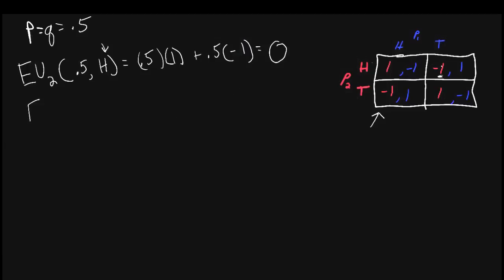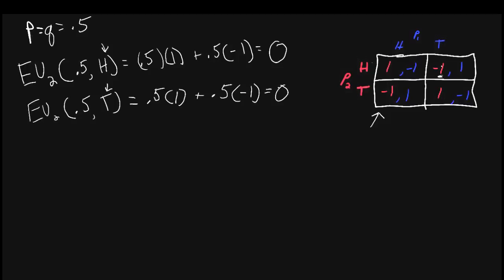How about the expected utility for player 2 when player 1 randomizes with probability 0.5 and player 2 plays tails? Okay, again, this is relatively straightforward. 50% of the time, player 1 will play tails, so player 2 will earn a payoff of 1. But 50% of the time, player 1 will play heads, and because player 2's strategy is fixed at tails, he'll get -1. And of course, this is equal to 0.